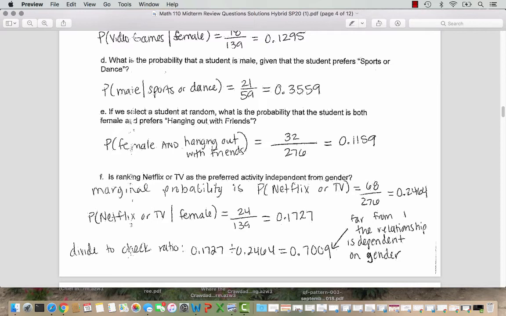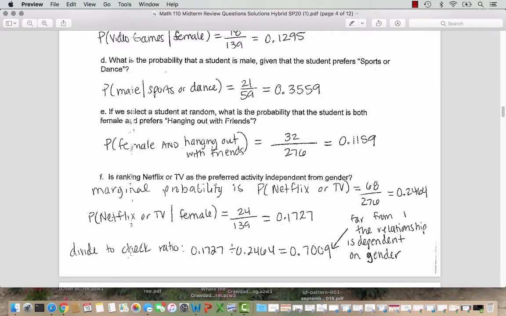Remember, what we say is close to 1 in a ratio is if we get a value between 0.95 and 1.05. So here when I divided, I did 0.1727 divided by 0.2464, and I got 0.7009. So that is far from 1. So then this is not an independent relationship. There's some sort of association. So my arrow here is noting that this is far from 1, and the relationship is dependent on gender.